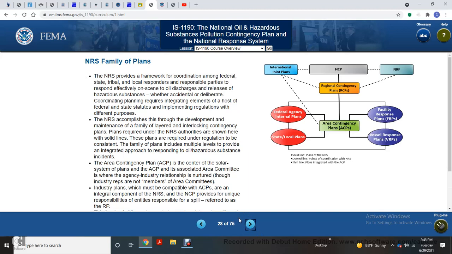The National Response System family of plans. The National Response System provides a framework for coordination among federal, state, tribal, and local responders and the responsible party to respond effectively on scene to oil discharges and hazardous substance releases, whether accidental or deliberate. Coordinated planning requires integrating elements of the host of federal and state statutes and implementing regulations that serve different purposes.